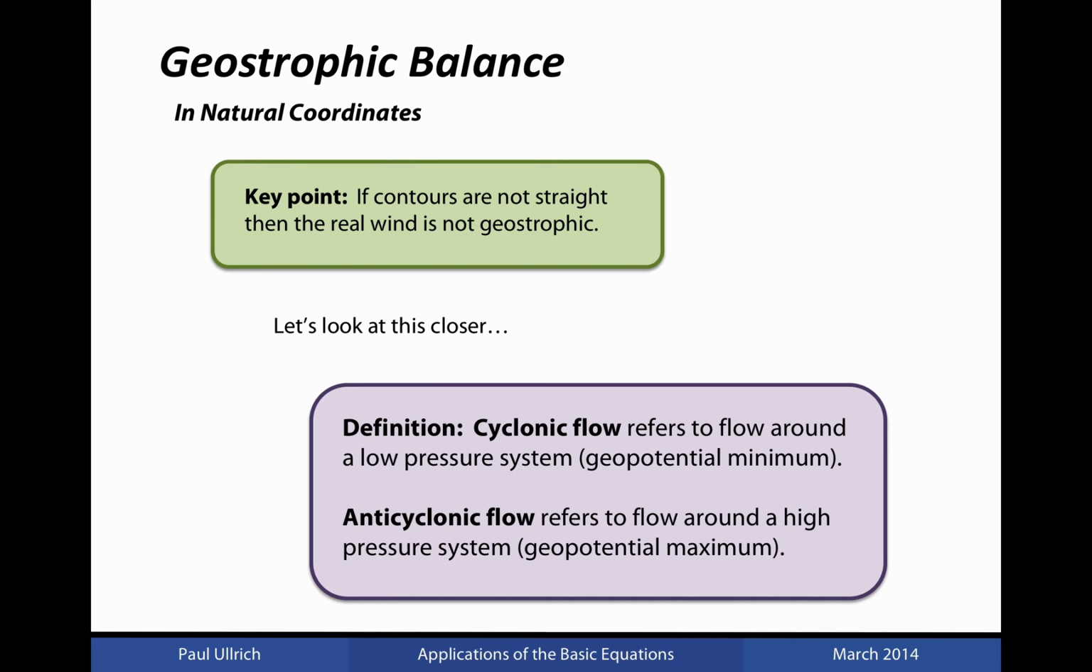So let's break this up into two possible flow regimes. We're going to define cyclonic flow as flow around a low pressure system or flow around a geopotential minimum. This is associated, for instance, with flow around a tropical cyclone, extratropical cyclone, or around an atmospheric trough. On the other hand, anticyclonic flow refers to flow around a high pressure system or a geopotential maximum. This is associated with flow around an atmospheric block or an atmospheric ridge, for instance.